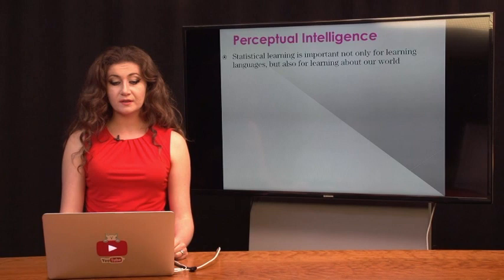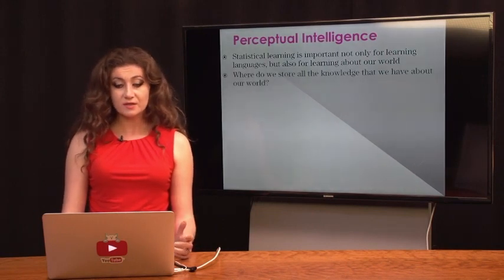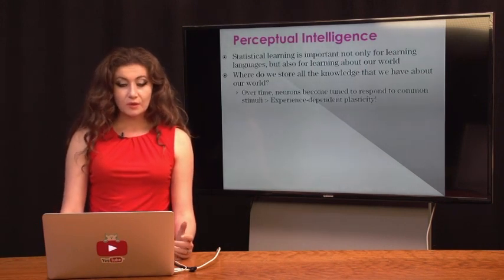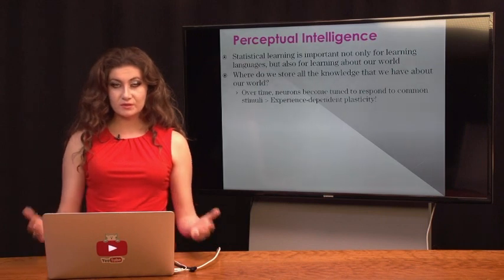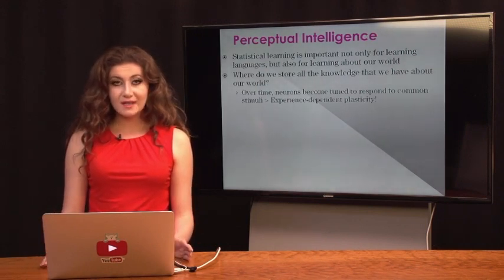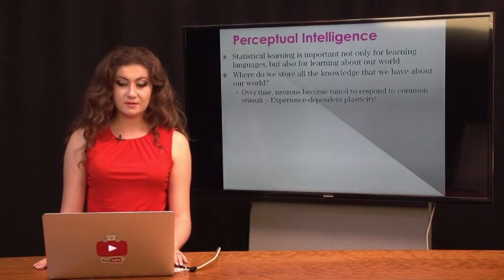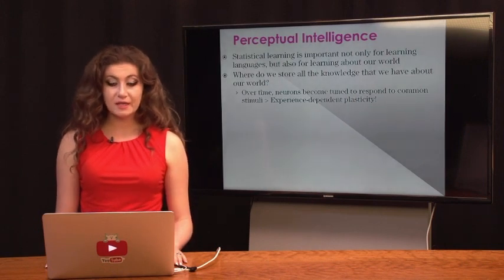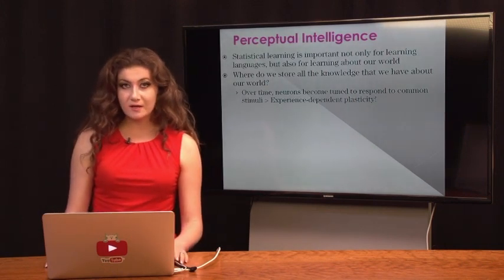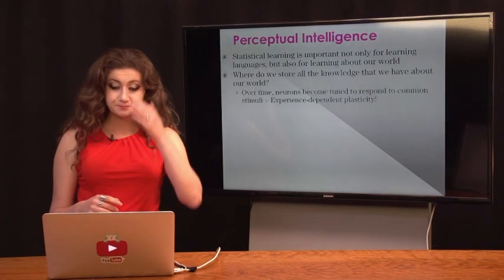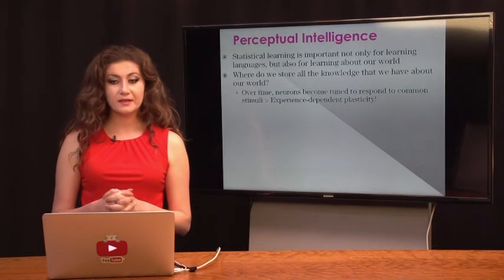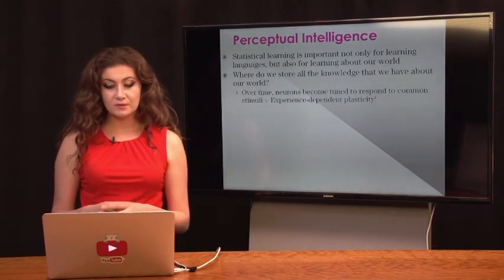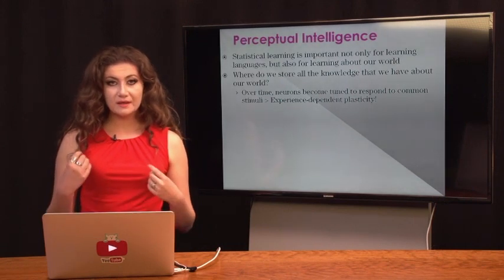Statistical learning is also important for learning about the world around us, right? Not just for languages. Where do we store all of the knowledge that we have about our world? Well, again, this relates back to our long-term memory, right? Over time, our neurons become tuned to respond to specific stimuli. This is what is known as experience-dependent plasticity. This phenomenon says that our brains are plastic in a way, which means that they're malleable, right? The information that we store can be changed, and we can adapt to new information that we learn. So we are able to do that as humans.